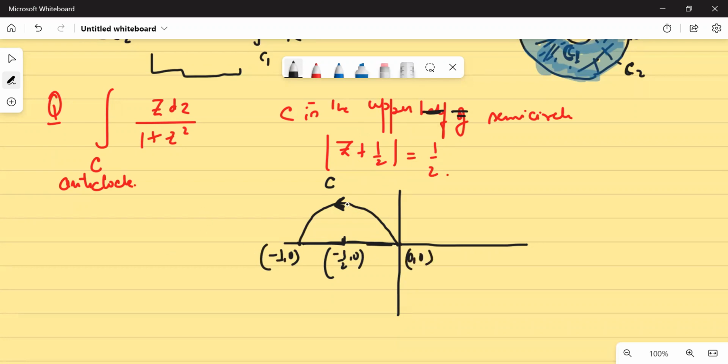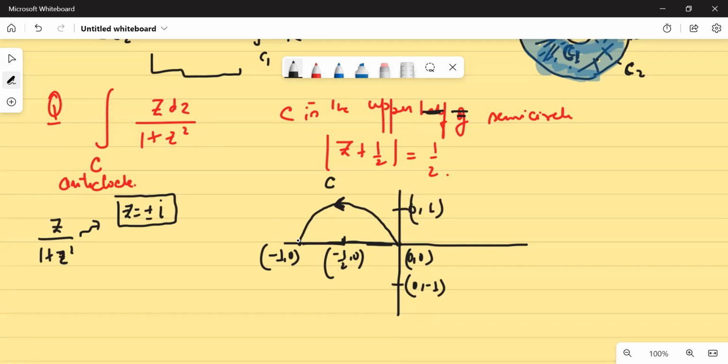Okay. Now, first understand my point: where do the singularities for this particular function lie? The function mentioned in the integral is z upon 1 plus z square, and we have to find where the singularities lie. So singularities lie at the points plus minus iota. These are the singularities.